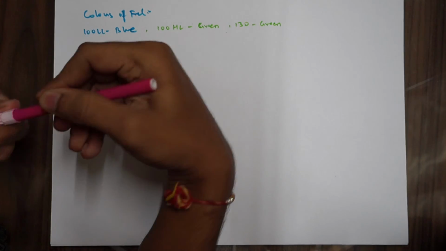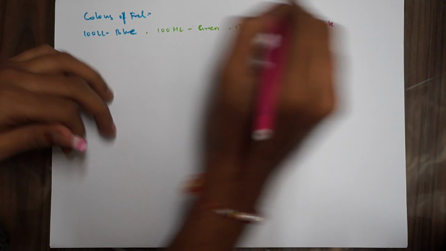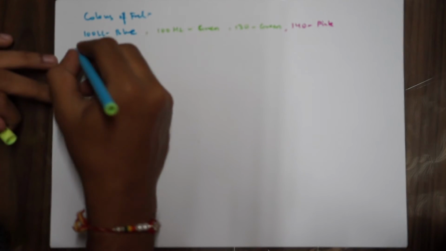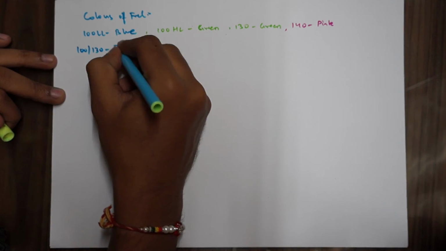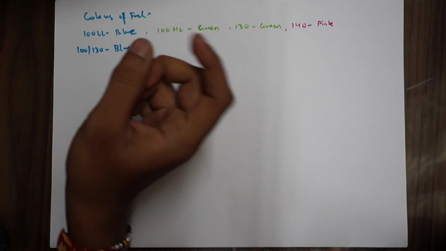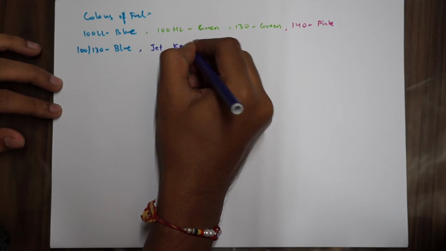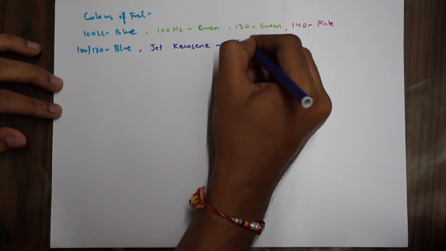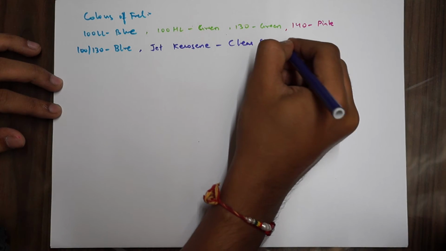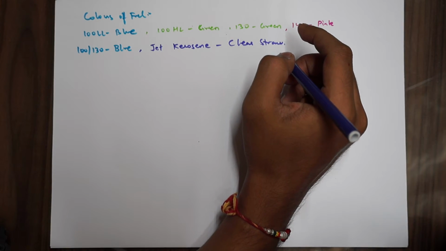Then there is 140, that is pink. So the list basically goes on. And there's also one more blue, which is 100/130. This as well is blue. And the jet kerosene that the commercial aircraft use is a clear straw color. By the way, this jet kerosene has a high specific gravity.